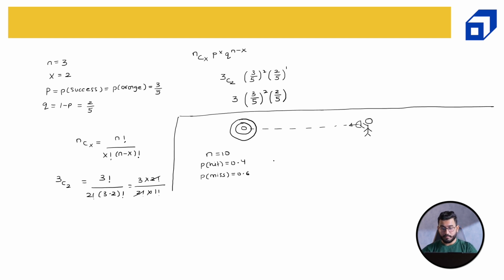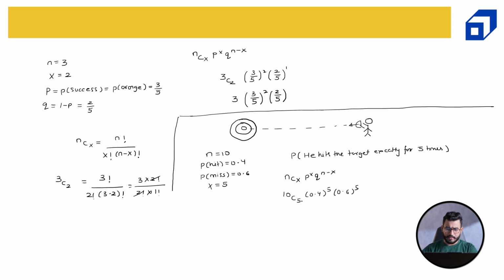Now I'm interested in the probability that he hits the target exactly 5 times. So I'm interested in 5 successes in 10 Bernoulli trials. So my x value will be 5. I quickly apply the formula nCx p^x q^(n-x). n is 10, C 5. The probability of a hit is 0.4 to the power 5, and then 0.6 to the power of 5. You can solve this and you will get your answer.